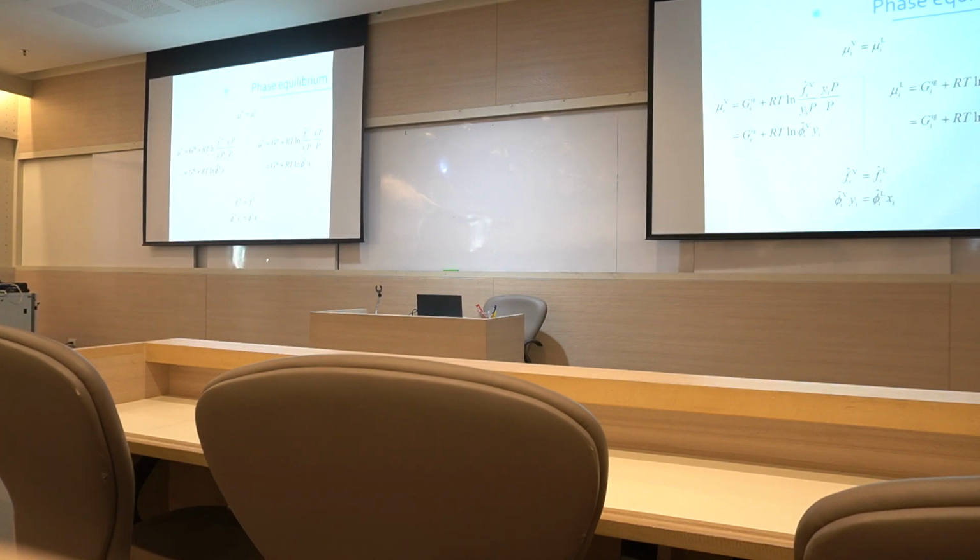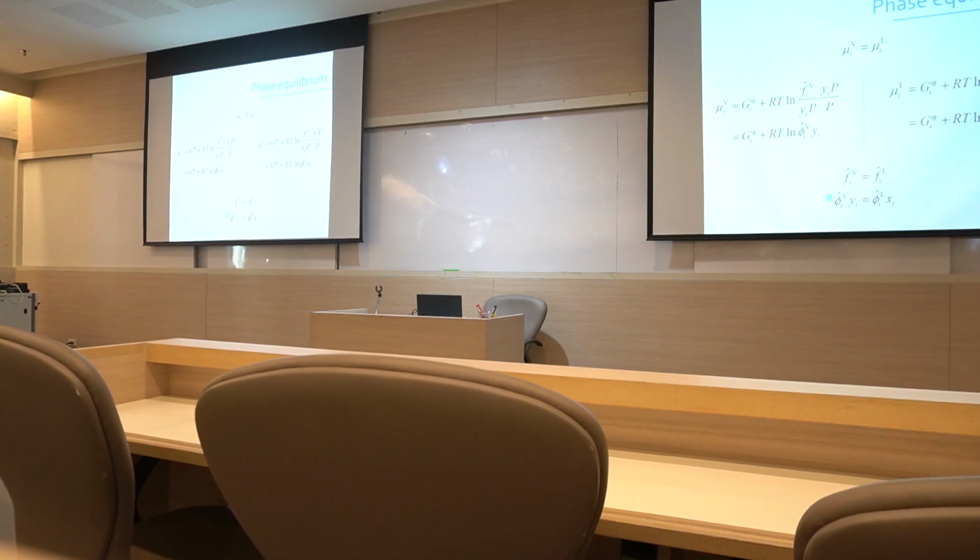So that is the phase equilibrium criterion: the partial Gibbs free energy of the same component in two phases must be equal. We have developed an expression for the partial Gibbs free energy in the vapor phase and also in the liquid phase. We write this for the vapor phase and that for the liquid phase, and we equate the two according to that criterion. We see that the only difference between these two equations is what is inside the logarithmic function.